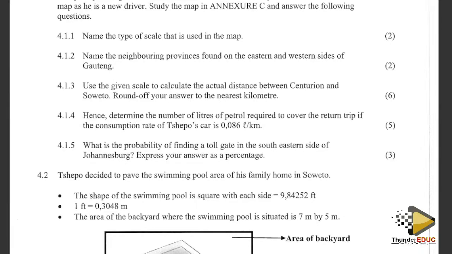Look at question number 4. Tepo is planning to travel from Centurion to visit his family in Soweto. He studies a map as he is a new driver. Study the map and answer the following questions. Question 1, name the type of scale that is used on the map. Let's go to the annexure.